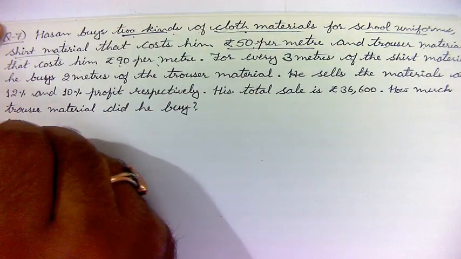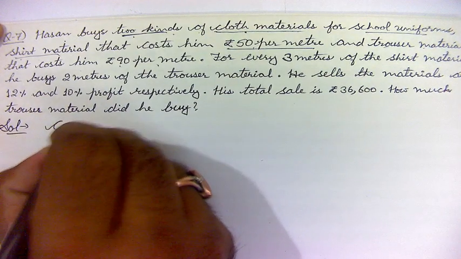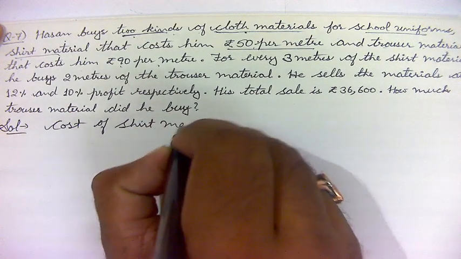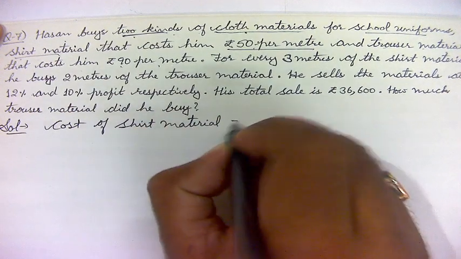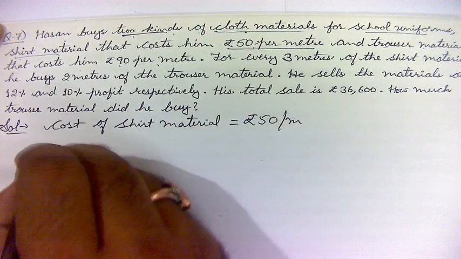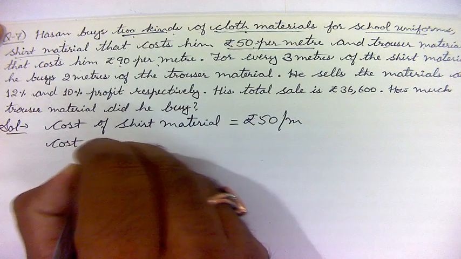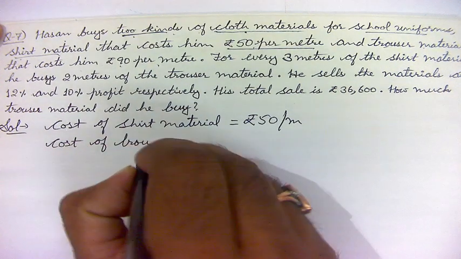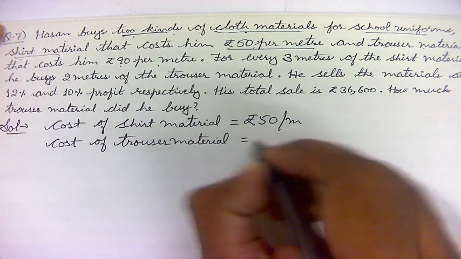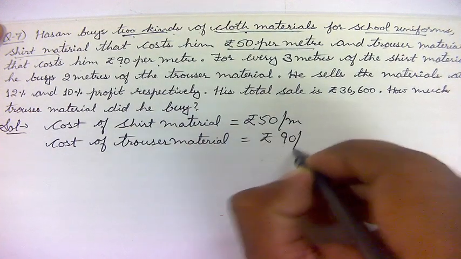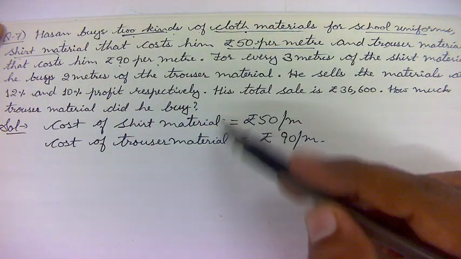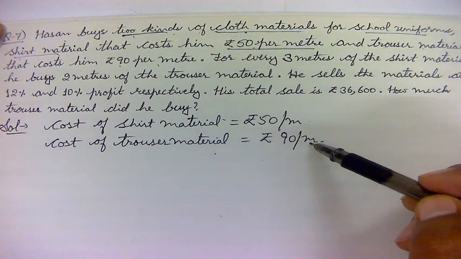So here the cost of shirt material is rupees 50 per meter, and the cost of trouser material is rupees 90 per meter. So these are the two types of cloth he has purchased, and these are the costs.